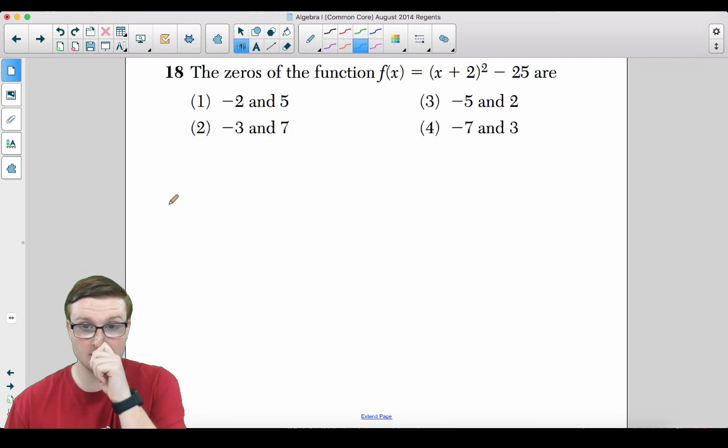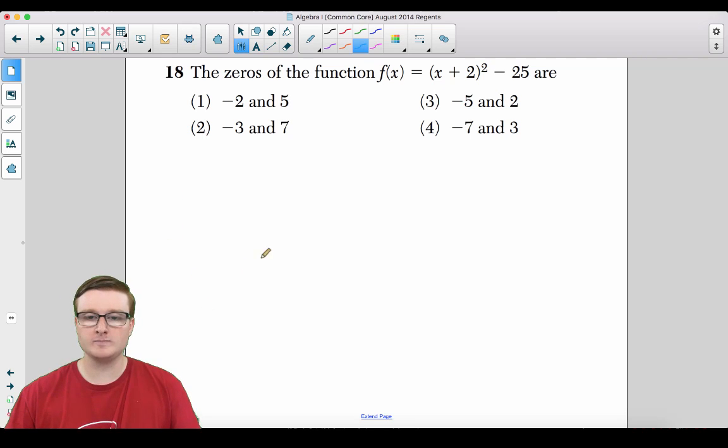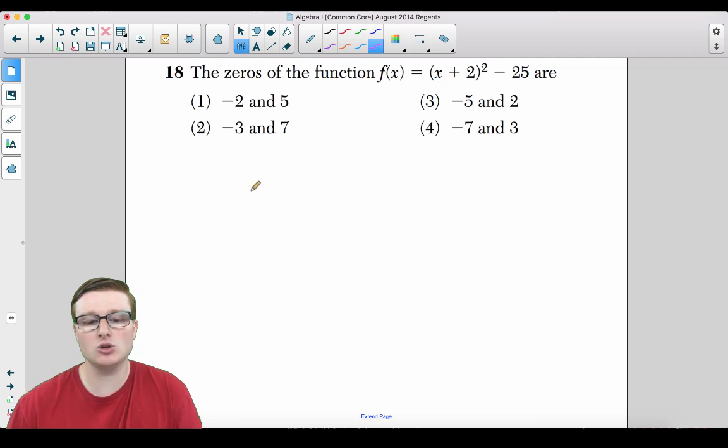Number 18, the zeros of this function are what? So this one is difficult in the sense that it's not given to you as a trinomial.